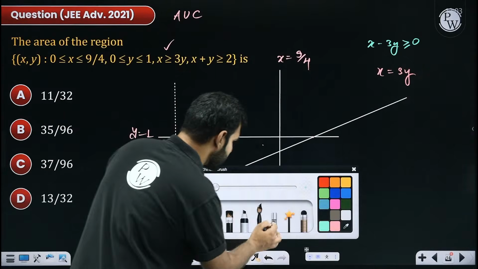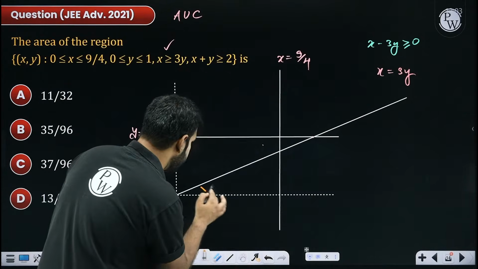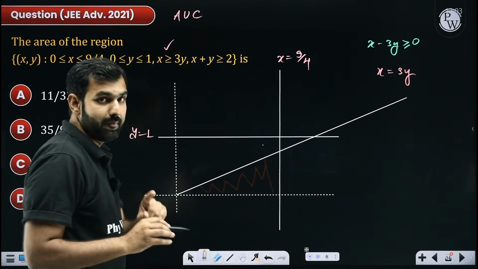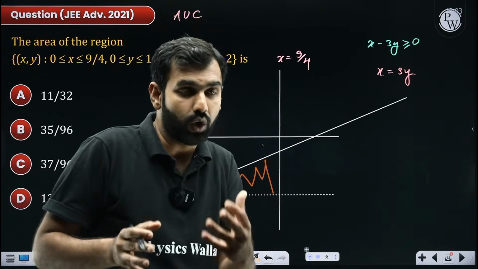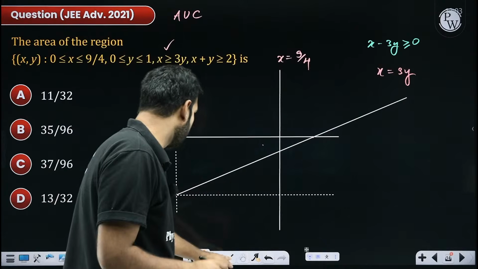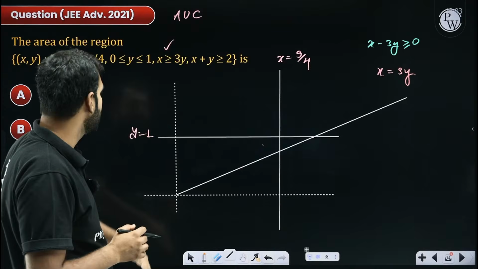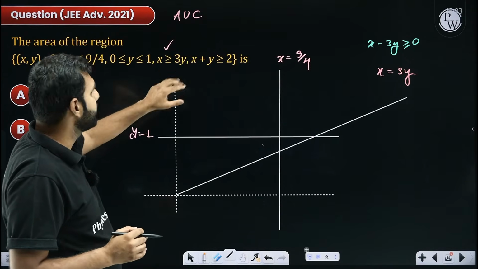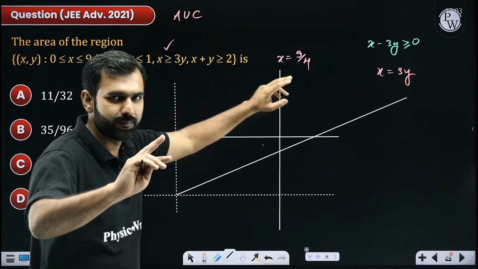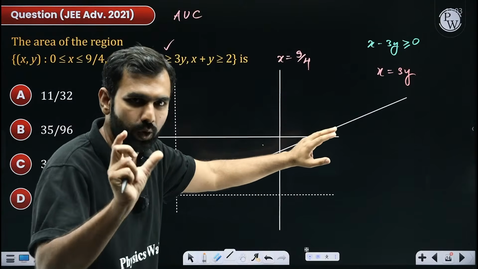So now I'm restricting my discussion up till here in this part, but I'm left to take one more line under consideration. What is that line? That line is x plus y greater than equal to 2. What does it mean? Of course, x by 2 plus y by 2 is equal to 1. So intercepts are going to be 2 comma 0 and 0 comma 2. Can you all imagine that?